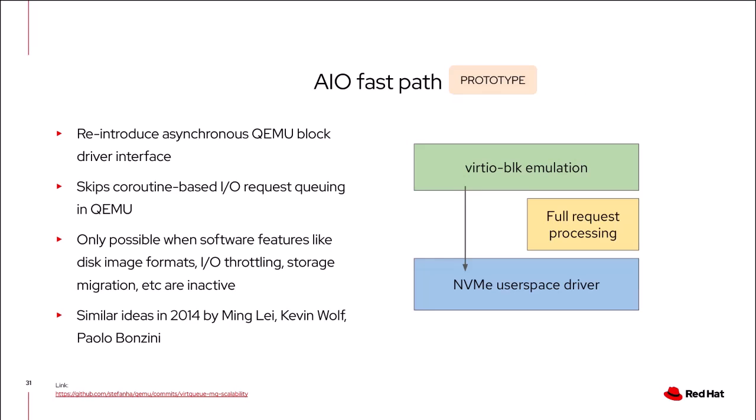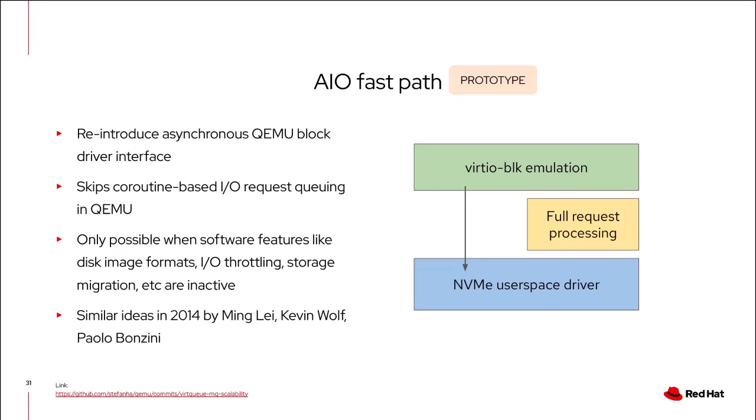The next thing I want to share is an idea that in one form or another has already been around for a long time. In 2014, when we introduced coroutines into the core block layer and started using them for request processing, that was very useful because we needed them for things like I/O throttling and some of the operations that were just getting really, really complex and difficult to write in an asynchronous style. So now there's request queuing and so on in the core block layer in QEMU.